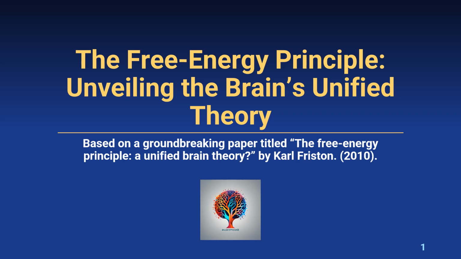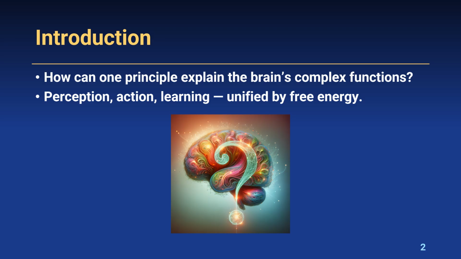In today's episode, we dive into a groundbreaking paper titled The Free Energy Principle, a unified brain theory by Karl Friston, published in 2010. This work offers a fascinating lens through which to understand how the brain functions as a whole, from perception to action and learning. So, here's the question we'll explore. How can one principle explain the complex workings of the brain, uniting diverse theories of perception, action, and learning?